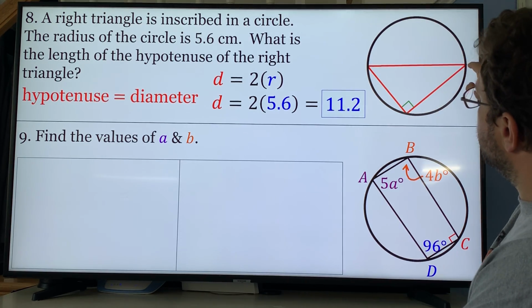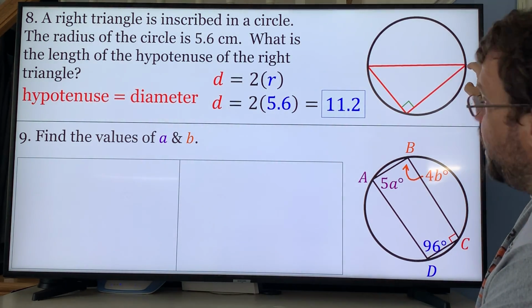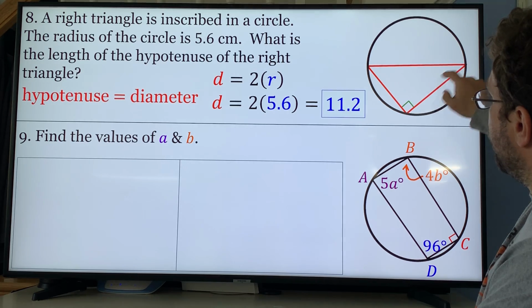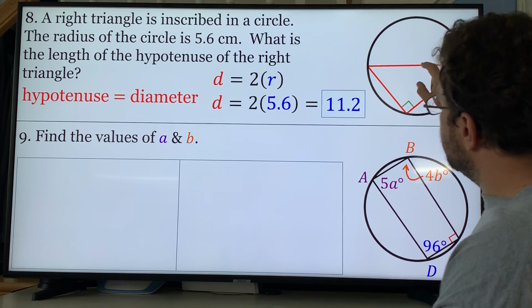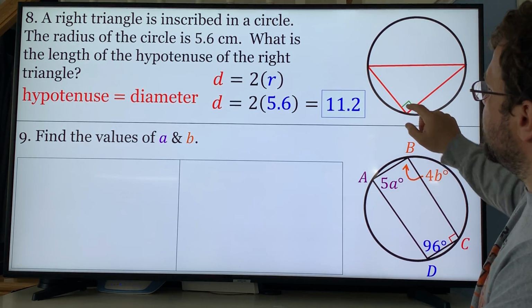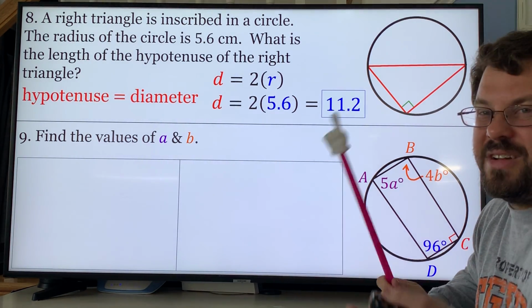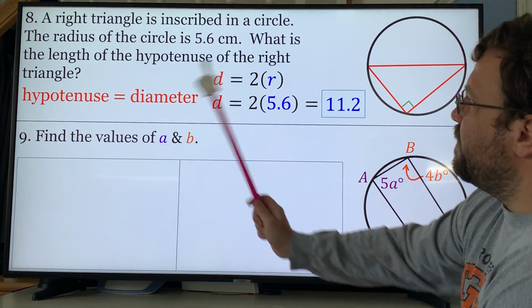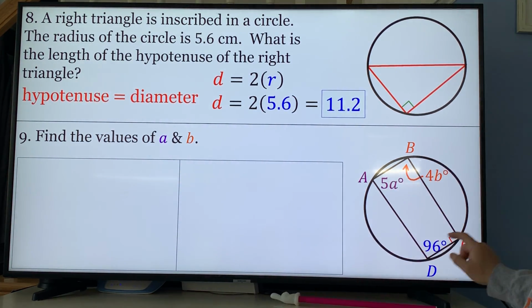What would this angle be? 180. This would be my diameter, even though you don't see a circle in the middle, center points, because this is 90 degrees. All right, very simple, silly thing. Find the values of A and B. All right, so why don't you guys find those real quick?